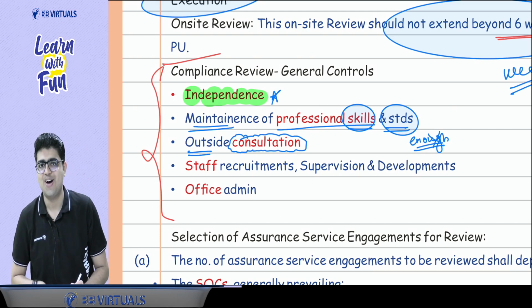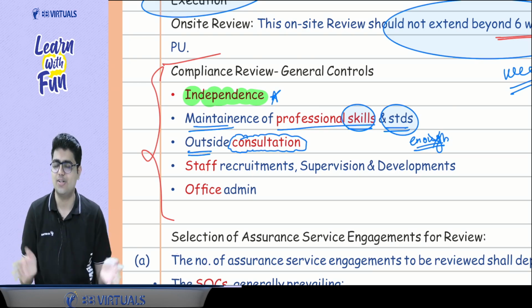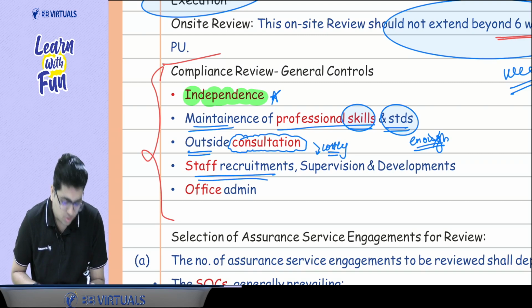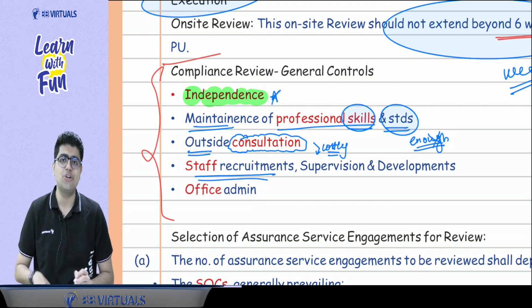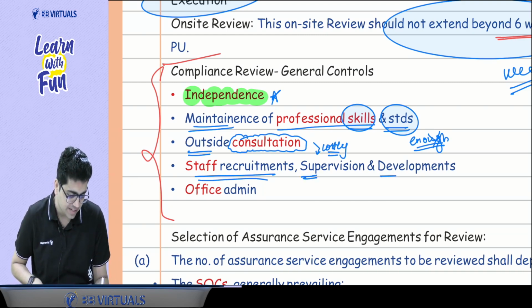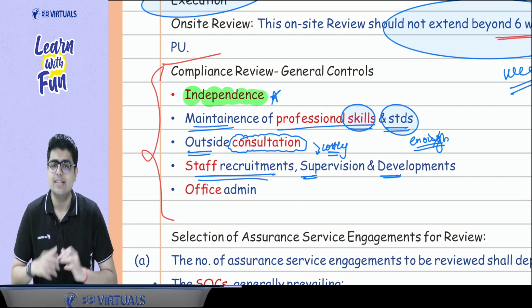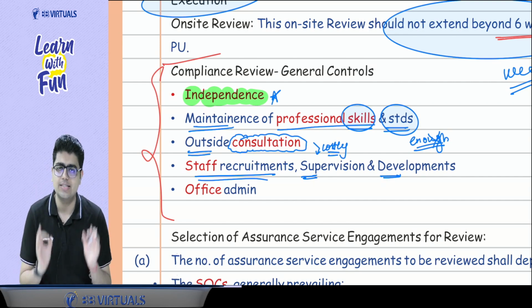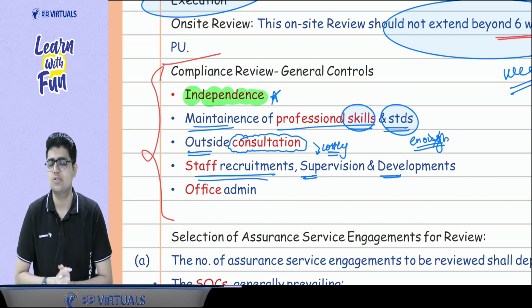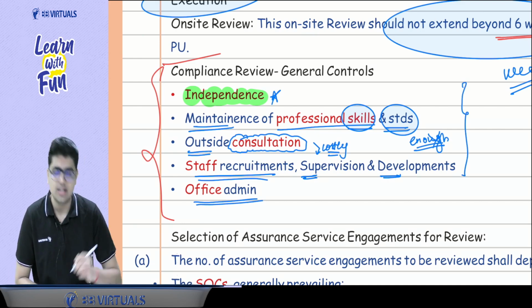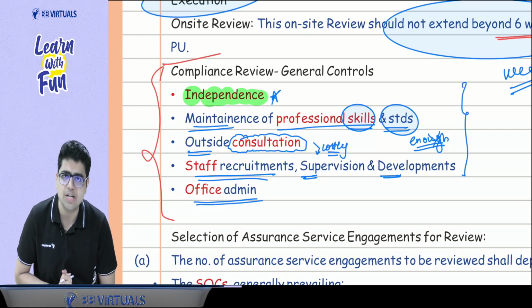And sir, outside consultation is very costly. Say it after me: the outside consultation is very costly. So my friend, please recruit your own staff, supervise them, develop them through training. This is what you have to do. And in the end, just administer that everything is going on properly. That is the office administration. So these are the general controls which should be there in every practicing unit.